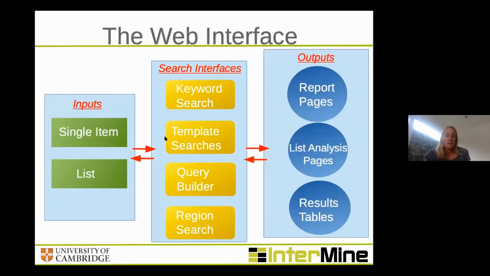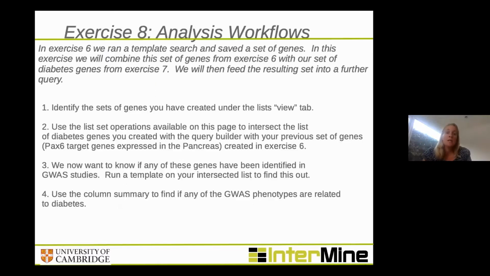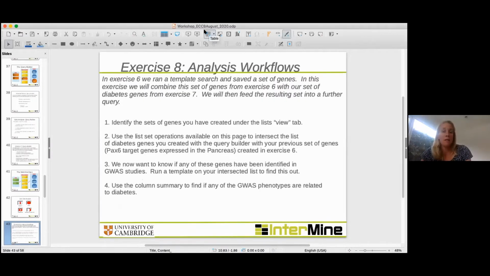Okay, so we've covered nearly all aspects, admittedly very fast, of the web interface. We've covered the keyword search, the template searches, the query builder. We've looked at report pages, list analysis pages, the results tables. One thing I haven't shown you yet is the list set analysis, and I find this feature very useful if you want to build up a more complicated analysis workflow using the interface. So I'm going to go back for our last exercise. I'm going to go back to HumanMine to show you just one last little bit.